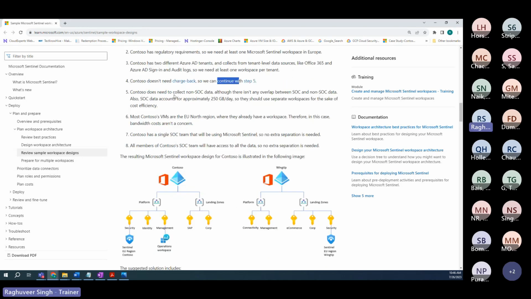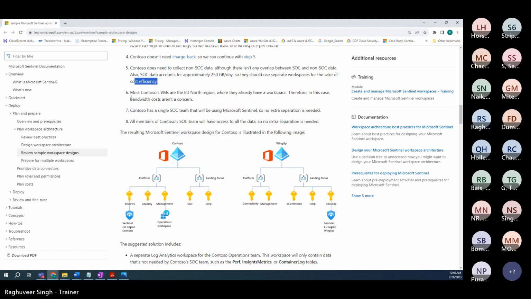Then Contoso does need to collect non-SOC data. Although there isn't any overlap between SOC and non-SOC data, also SOC data accounts for approximately 250 GB. So the total expectation is 300 GB per day. So here 50 GB per day is their non-security data, typical monitoring data. So they can have up to 250 GB per day of ingestion across tenants for the SOC data. So they should use a separate workspace for the sake of cost efficiency.